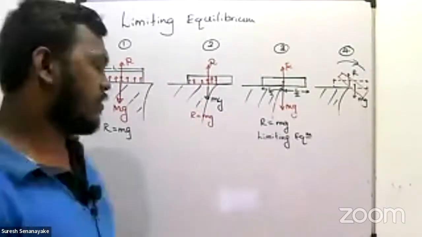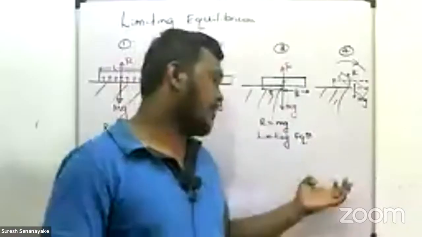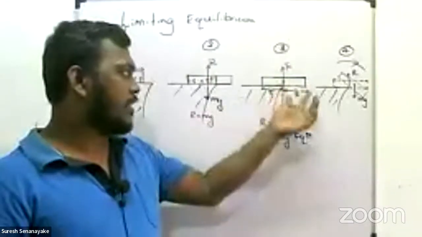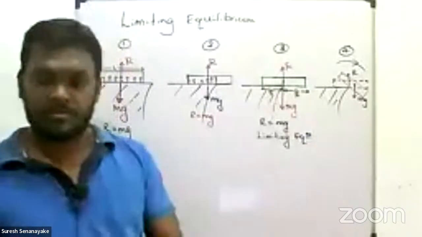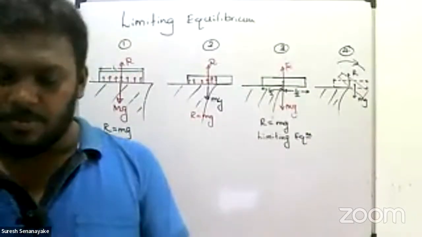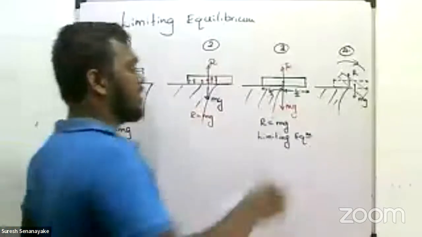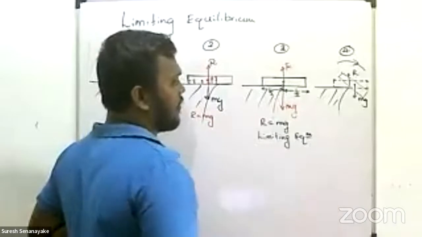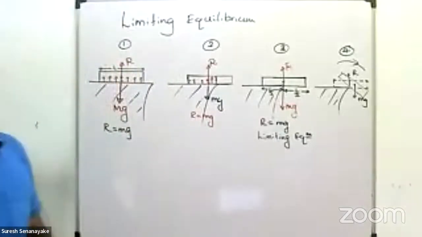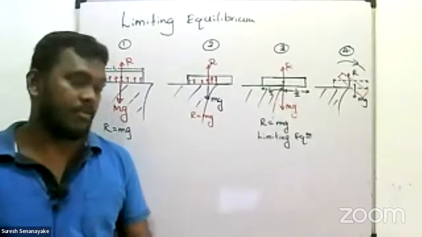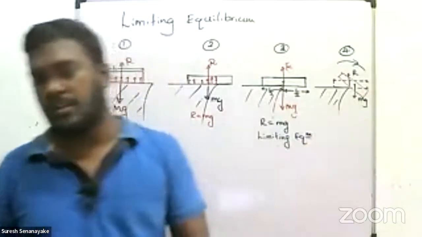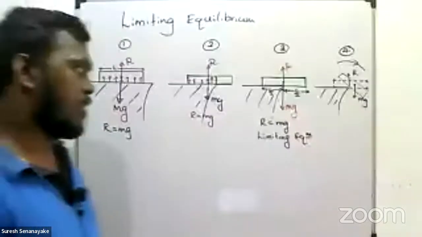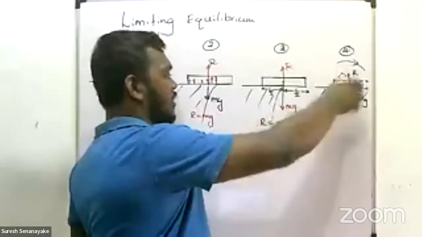So according to this, for a uniform body, the maximum length which the object can be taken out from the edge of the table is half of its length. Because until the center of gravity and the normal reaction act at the same point, you can take it out. The moment should be zero when it is in equilibrium. But here the moment is not zero, so the rotational equilibrium will be broken.